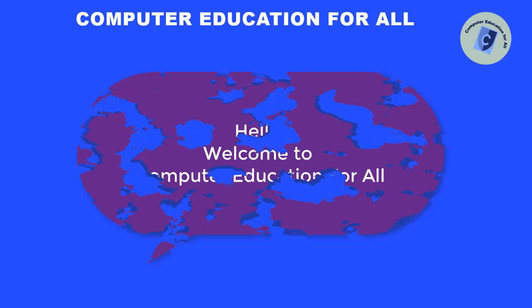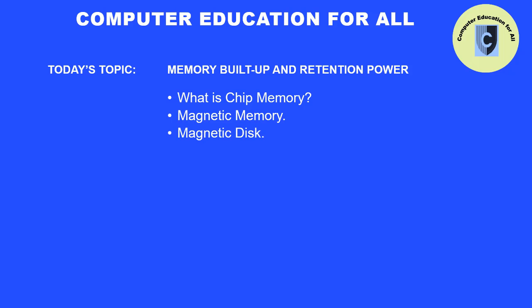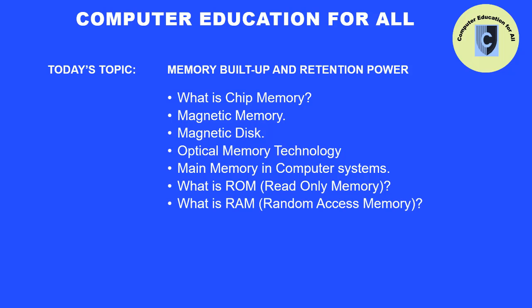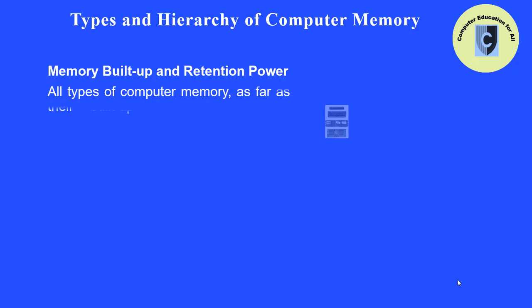Today's topic, we will learn about memory built-up and retention power. What is chip memory? What is magnetic memory? What is magnetic disk? A brief introduction about optical memory technology. What is main memory in computer science? What is ROM, read-only memory? And what is RAM, random access memory? Cache memory? Difference between volatile and non-volatile memory. Let's start from memory built-up and retention power.